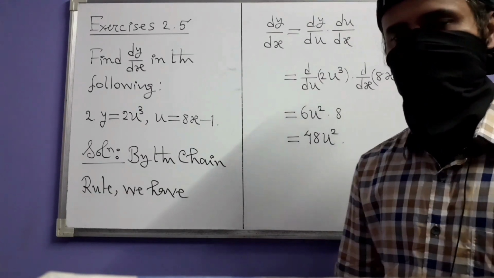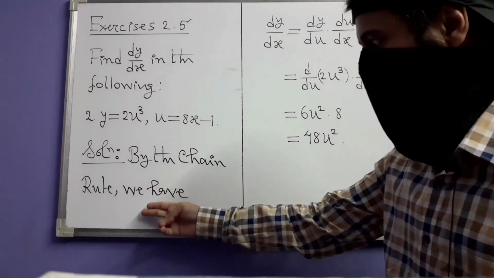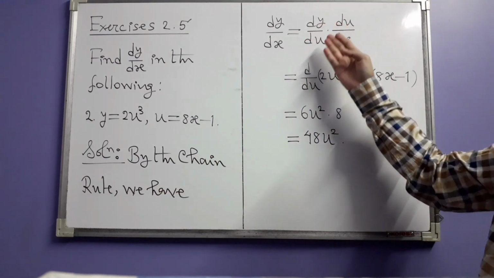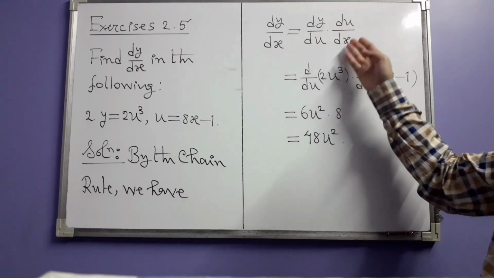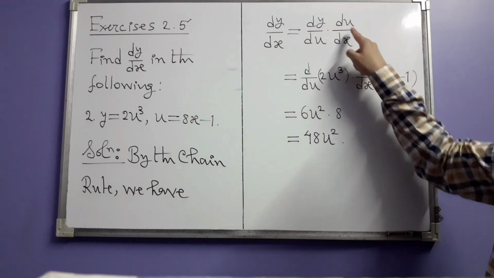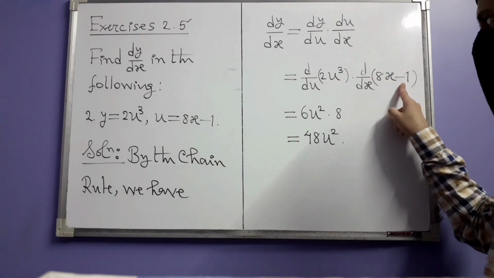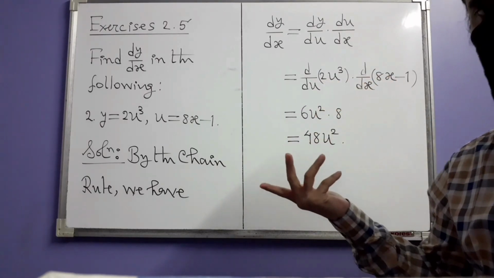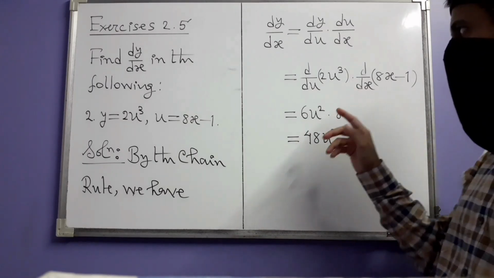So we start the solution accordingly. By the chain rule, we have this. dy dx equals dy du times du dx. Now y is 2u cube and u is 8x minus 1. I have skipped some steps. You can understand what those steps are.